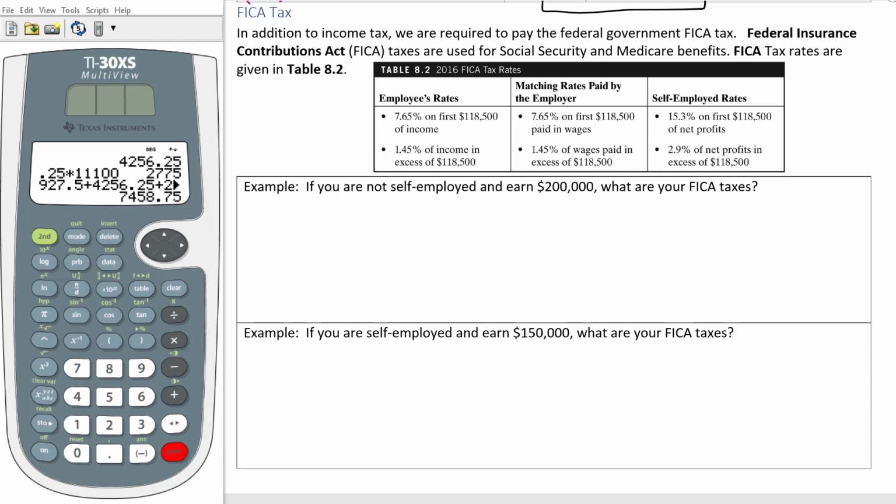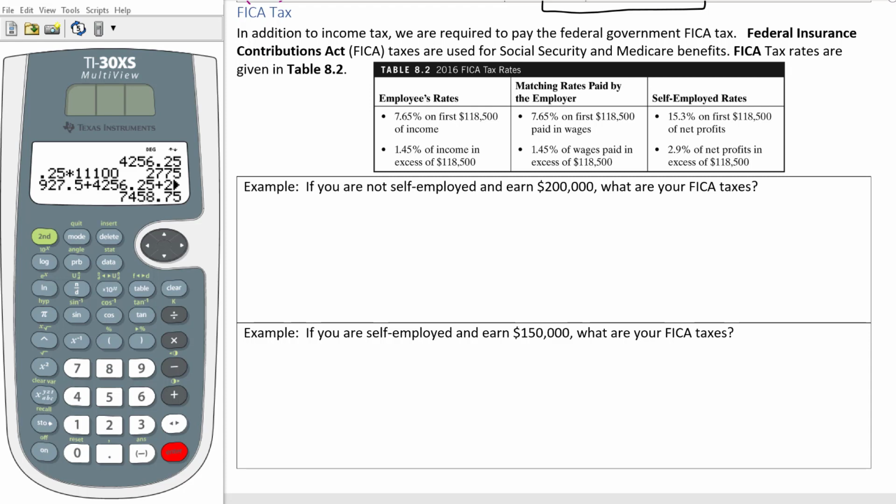So the next thing we need to talk about is FICA tax. In addition to income tax, we are required to pay the federal government FICA tax. FICA stands for Federal Insurance Contributions Act, and those taxes are used to pay for Social Security benefits and Medicare benefits for those who qualify for those benefits, but everyone has to pay into it, and hopefully one day you'll receive the benefits when you are of age or of qualifications to benefit from that.